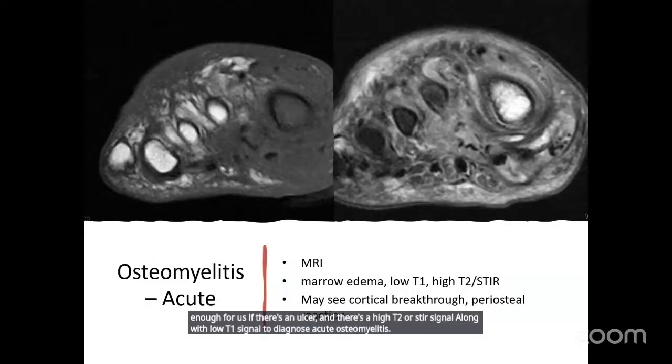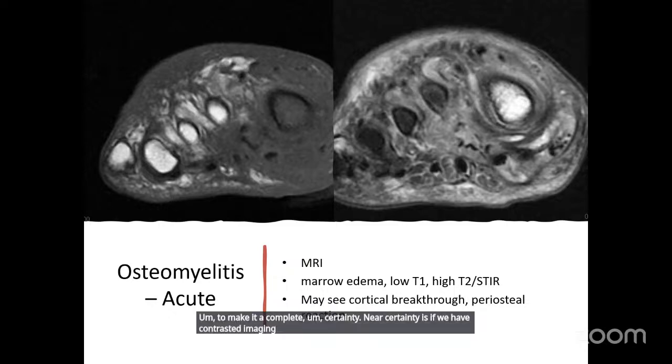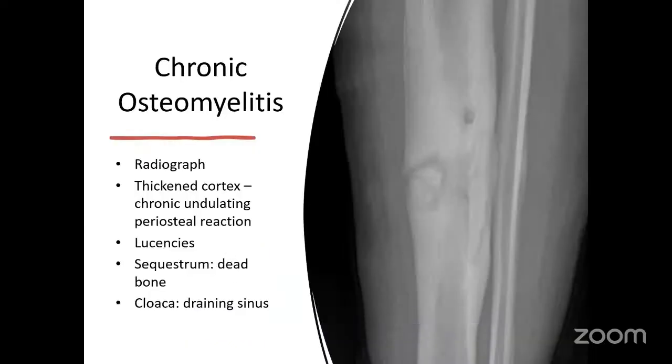To make it a complete near certainty is if we have contrasted imaging and the marrow enhances. If you have marrow enhancement on top of those low T1, high T2/STIR findings, we would say without a doubt osteomyelitis, acute osteomyelitis. Okay, so that's acute osteomyelitis, very important.